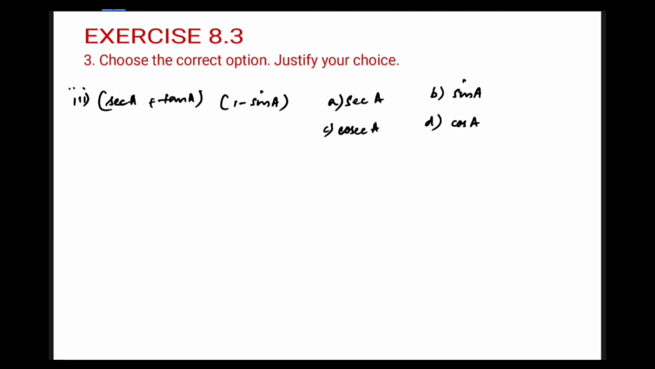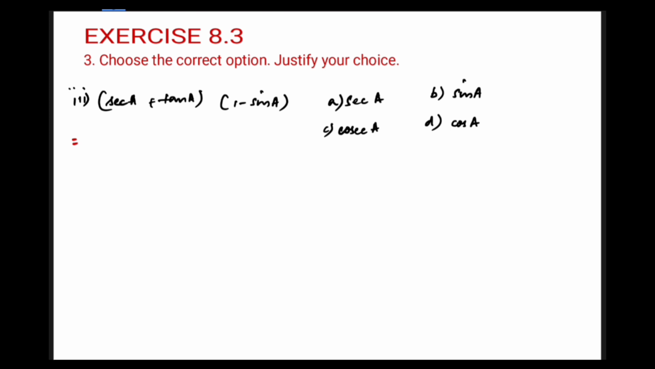Hello friends, today in this video let us see question 3 of exercise 8.3, chapter 8, trigonometry. Secant A plus tan A into 1 minus sin A. We have to solve it and find the answer. They have also given the options: option A secant A, B sin A, C cosecant A and D cos A. Let us solve the sum.